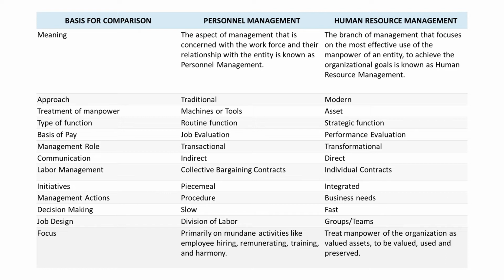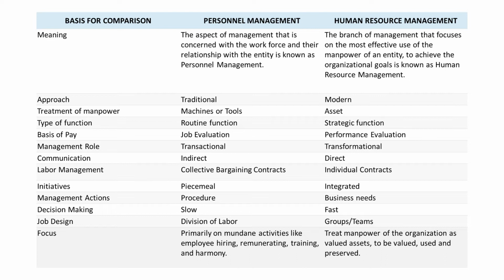Personnel management has indirect communication, and human resource management has direct communication. Labor management relies on collective bargaining, while human resource management has individual contacts. Each and every individual works with the organization on a contract with the organization. So personnel management is a piecemeal type of initiative, but human resource management is an integrated type of approach. Management action is basically on procedures, but human resource management depends upon the needs of the organization. Decision making is comparatively slow in personnel management compared to human resource management. In job design, groups and teams are more prevalent in human resource management, but in personnel management there is division of labor, mainly focusing on mundane or routine activities like hiring, training, and remunerating.